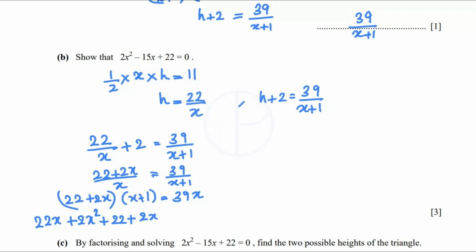Bring the 39x into the left side, so it will change the sign: minus 39x equal to 0. So 2x square. Now combine the x terms. So we have 22x, 2x and minus 39x, which is nothing but minus 15x plus 22 is equal to 0.